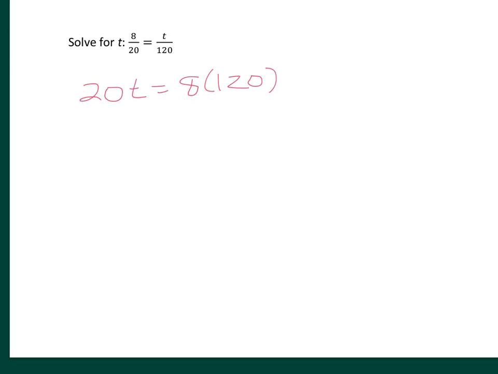So 8 times 120 is 960, and so we have 20t equals 960. I want to get that t by itself. I want to know what 1t is, so I'm going to divide both sides by 20, and I end up with a value that t is equal to 48.